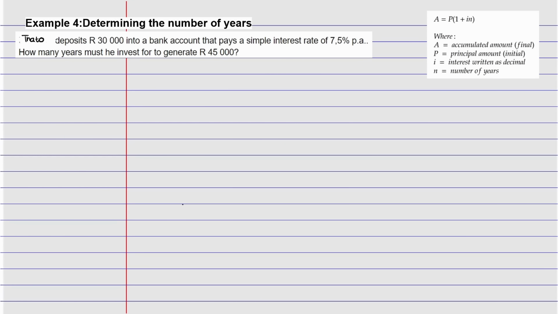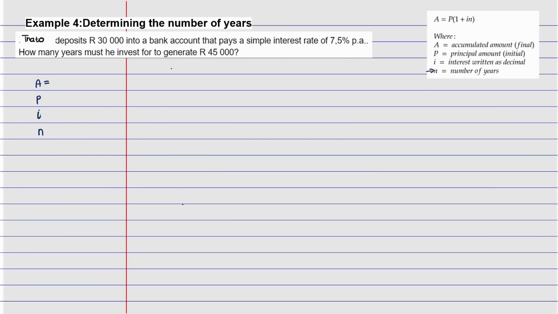So example 4 says, Tata deposits 30,000 into a bank account that has a simple interest of 7.5% per annum. How many years must he invest for it to generate 45,000? So what do we see? We see that we're looking for how many years, so we're looking for N. N is the one that's missing. So we have A, we have P, then we have I, then we have N.